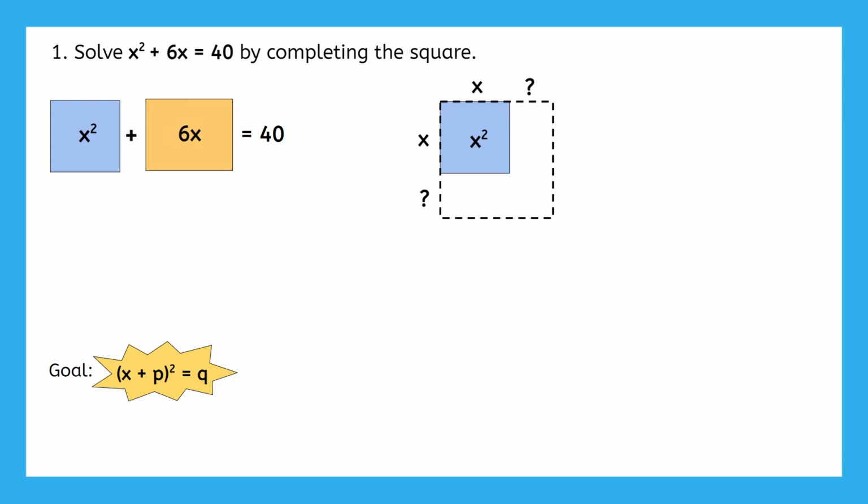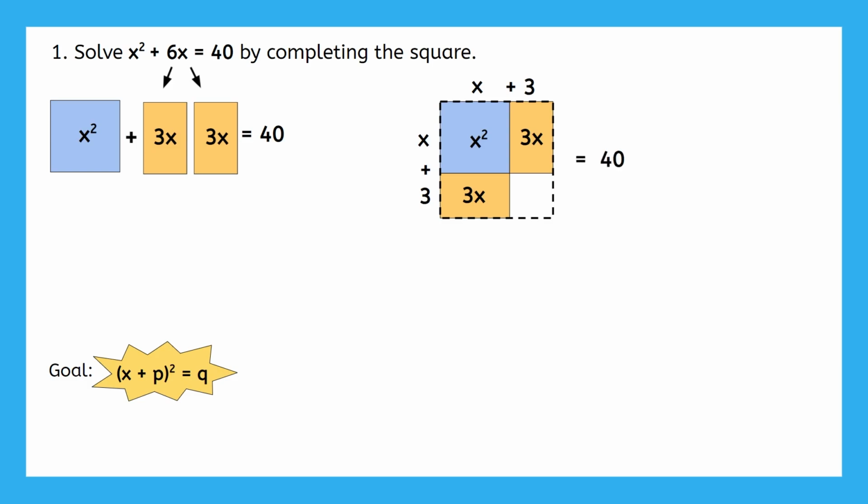What do you say we split that 6x in half? We can then arrange each half next to the x squared, making each side of our big square x plus 3. And then these 3 pieces together equal 40. Since our area model has equal side lengths, we have officially created a perfect square.